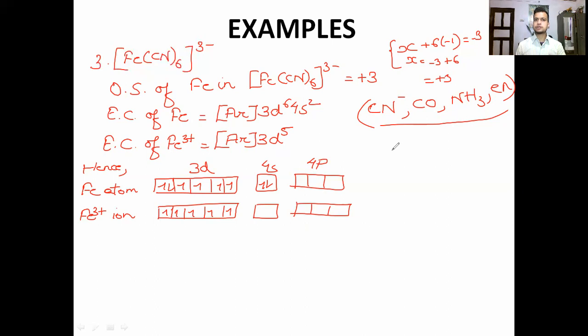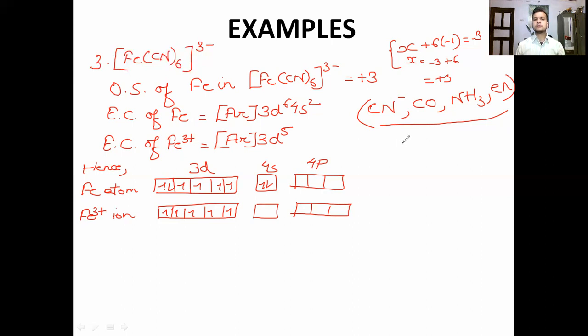The full explanation of this we will do once we go for crystal field theory, which will be in our next video. But remember that whenever you have these kinds of ligands, CN, CO, en, NH3, I'll give you the detailed explanation of which other ligands are called strong field and which ligands are called weak field once we reach crystal field theory.